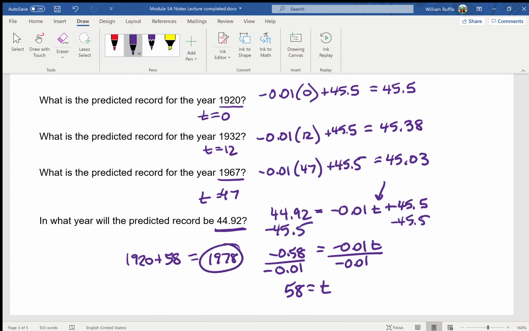Alrighty, and so that's the first part of 5A. Just about 14 minutes, so that's a good amount of time. And I'm going to stop this now.